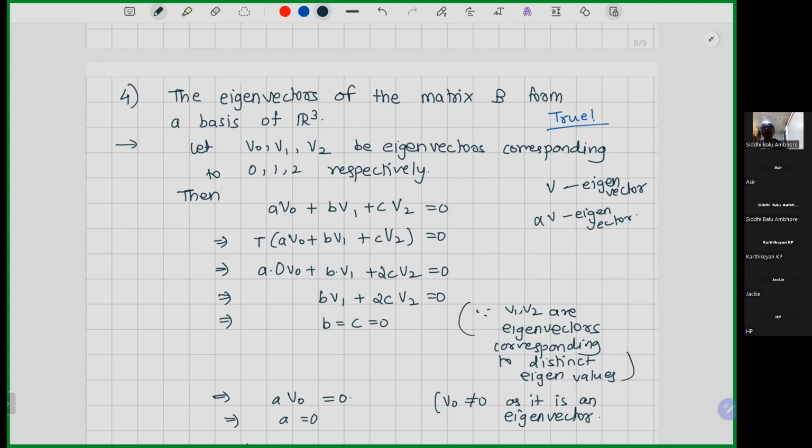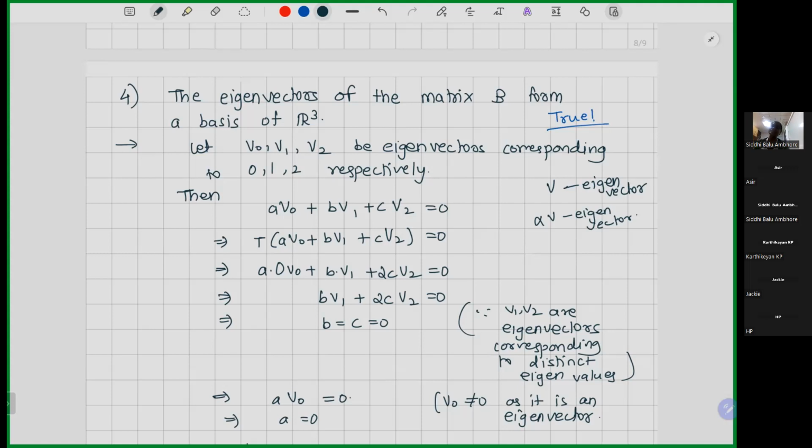Is it clear now? What we discussed is clear, I hope. If I take V1, V2 to be eigenvectors corresponding to 0, 2, then it won't be. But since we chose them with respect to 0, 1, 2, this is true. Okay. Is it clear? If we take 0, 0, 2 to be the respective eigenvalues, then we have a v0 plus b v1. What you are saying is true, but what I wrote here is also true.